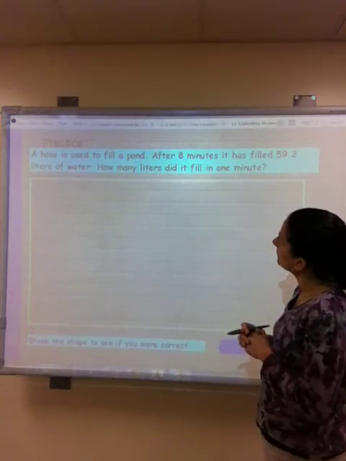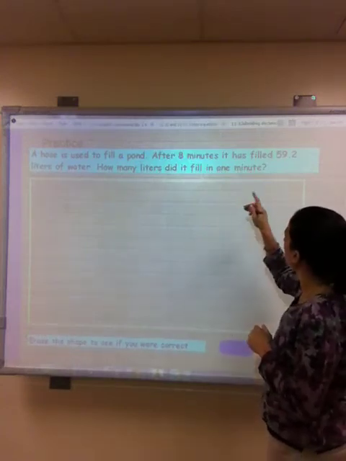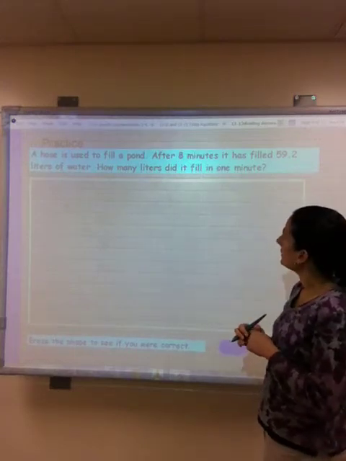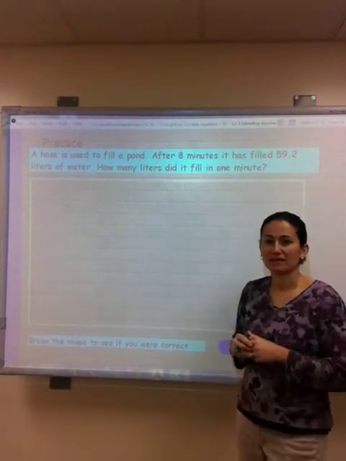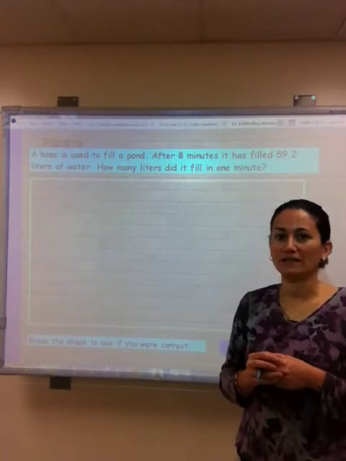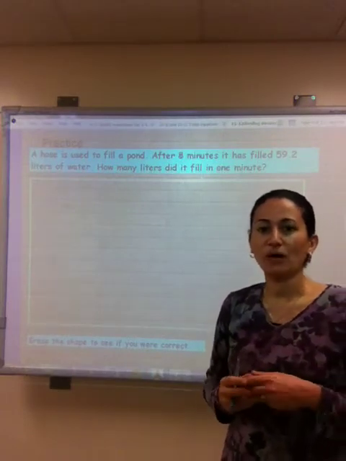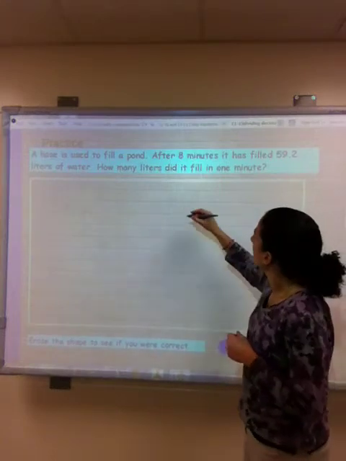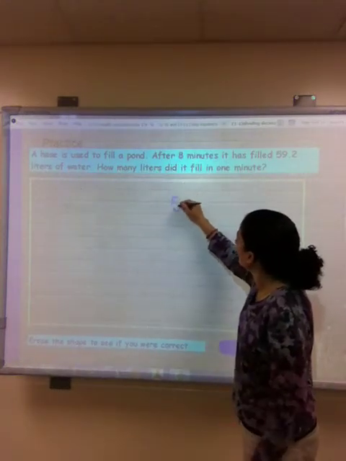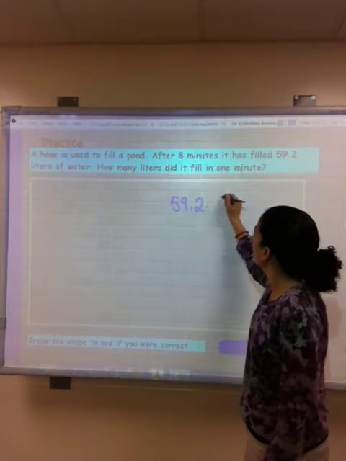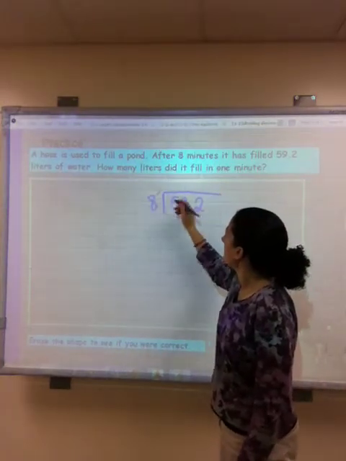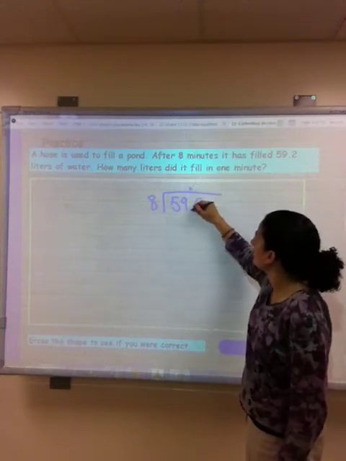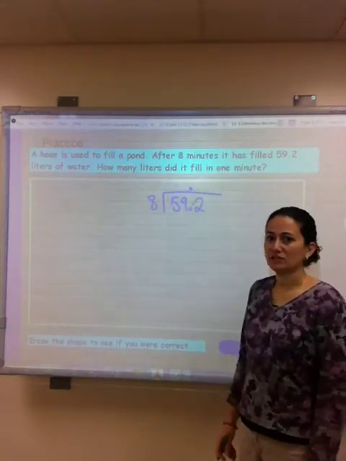A hose is used to fill a pond. After 8 minutes, it has filled 59.2 liters of water. How many liters did it fill in 1 minute? Thinking back to Unit 1, we're trying to find a unit rate. How much for 1? And we know when we find unit rates, we divide. So we're dividing 59.2 by 8. Again, I'm dividing by a whole number, so I can just pop my decimal in, line it up, and divide as usual.